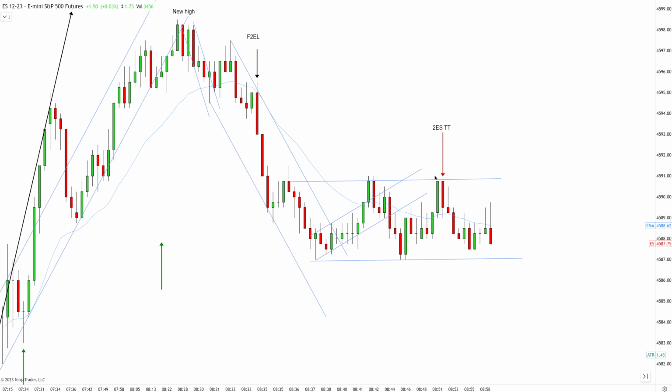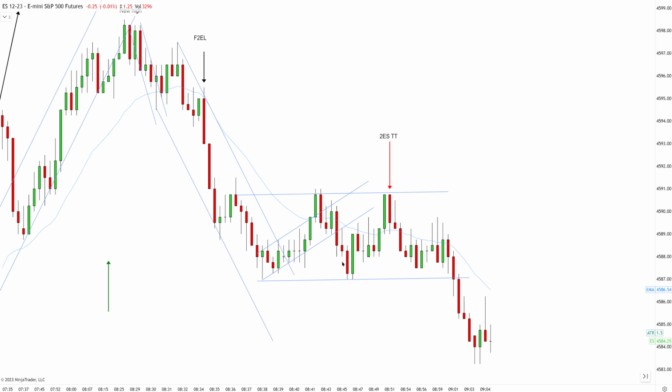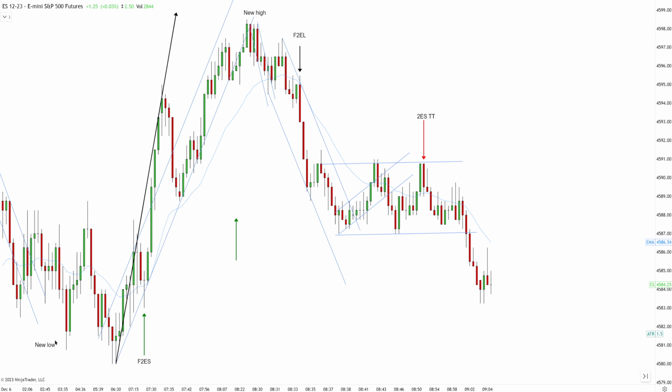We have another failed second entry long, but you're very close to these lows. I cannot sell right into these lows. Even though it worked, there's just no way I can sell in the middle of this consolidation right into these lows. And the downtrend created a new extreme. So what I'm going to do is mark my new low.